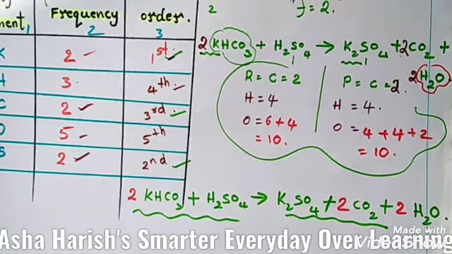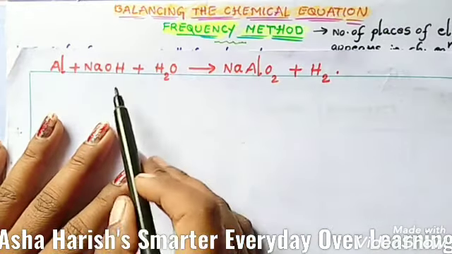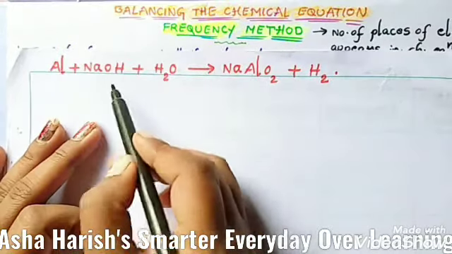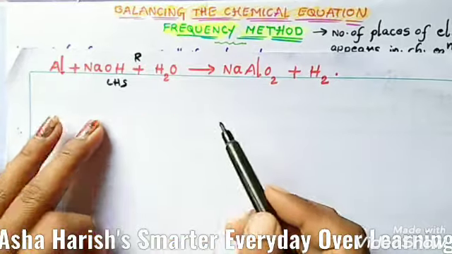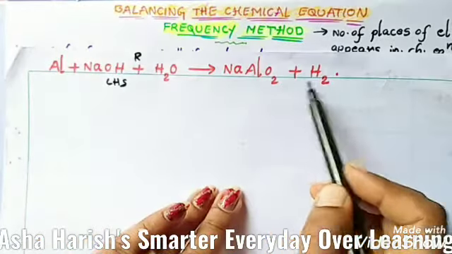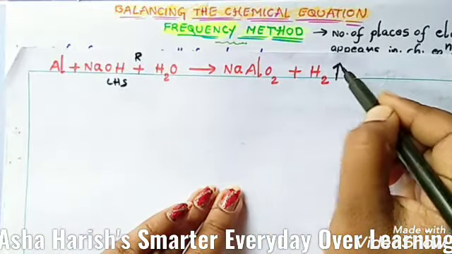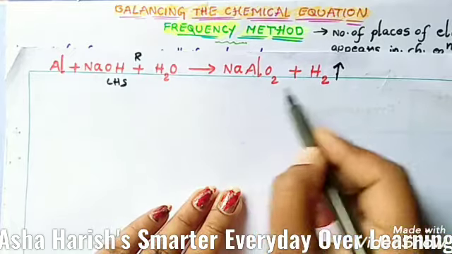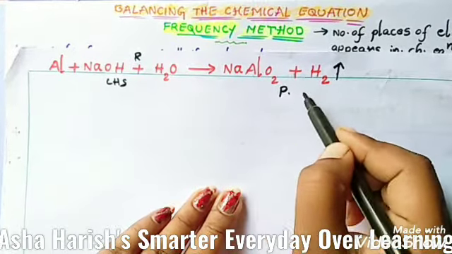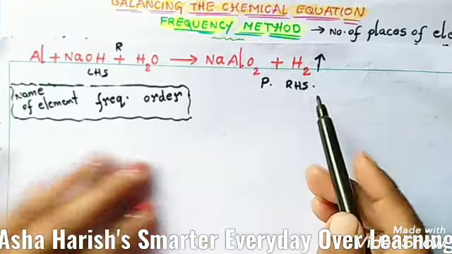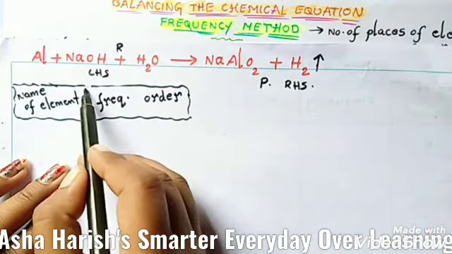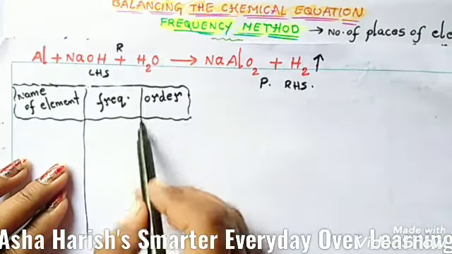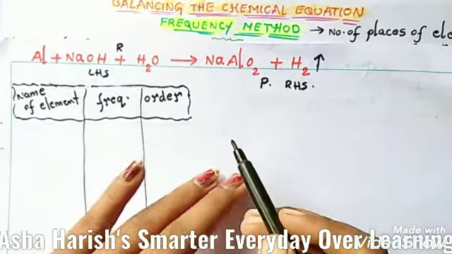Let's go for the next example. Al plus NaOH plus H2O, these three are the reactants, the LHS, the left hand side. And NaAlO2 plus hydrogen gas are the products, the RHS, right hand side. Now coming to the name of the element, the frequency, and the correct order of balancing these elements.